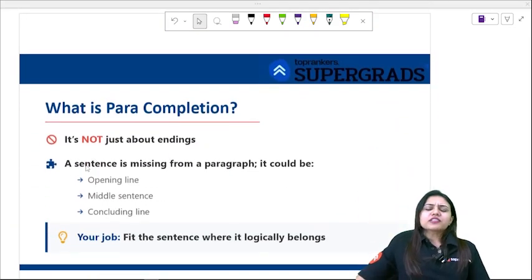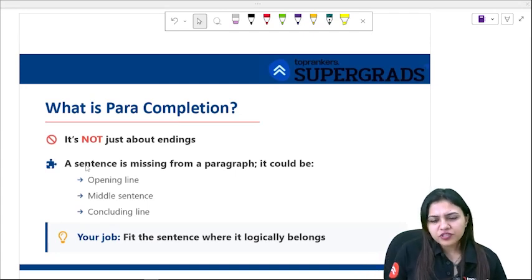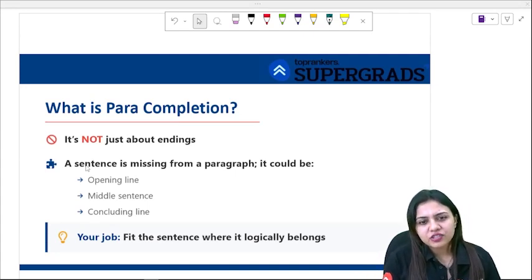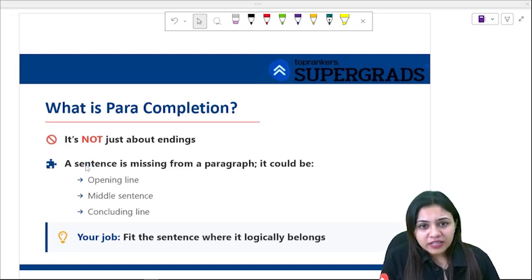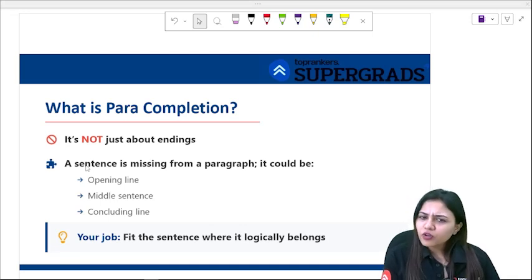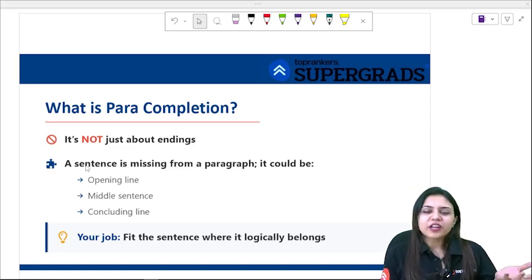Now, you need to understand what exactly is para completion. First of all, most people are of the opinion that it is just about the endings. That means they are going to simply ask you to predict the ending depending upon the flow of the paragraph. You need to understand that a blank could be anywhere. It could be the opening statement, it could be in the middle of the paragraph, it could be the concluding line. But your job here is to find out the best fit. Best fit as in basically what follows the logical flow in the passage. And once you have identified that logical flow, the chances are you're going to get the answer right.